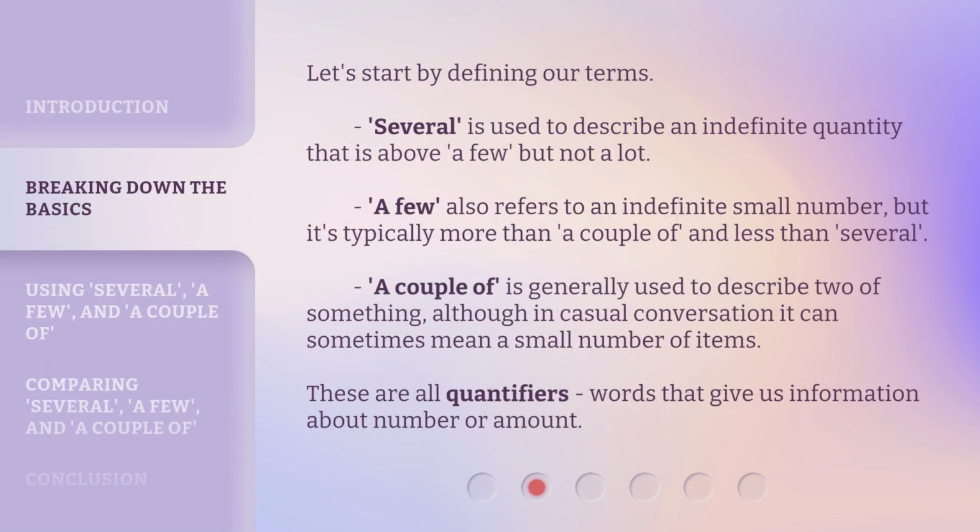Let's start by defining our terms. Several is used to describe an indefinite quantity that is above a few, but not a lot. A few also refers to an indefinite small number, but it's typically more than a couple of, and less than several. A couple of is generally used to describe two of something, although in casual conversation it can sometimes mean a small number of items. These are all quantifiers, words that give us information about number or amount.